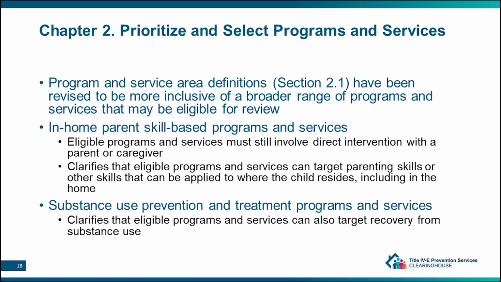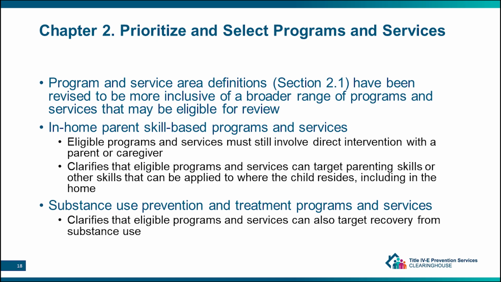In Chapter 2, Prioritize Programs and Services, there were multiple revisions. Program and service area definitions in Section 2.1 have been revised to be more inclusive of a broader range of programs and services that may be eligible for review. Based on Federal Register notice feedback and consultation with experts in the fields of mental health, substance use, parenting, and parent skill-based programs and services, kinship navigator programs, and child welfare, Handbook version 2.0 includes revised and clarified program or service area definitions for in-home parent skill-based programs and services and substance use prevention and treatment programs and services.